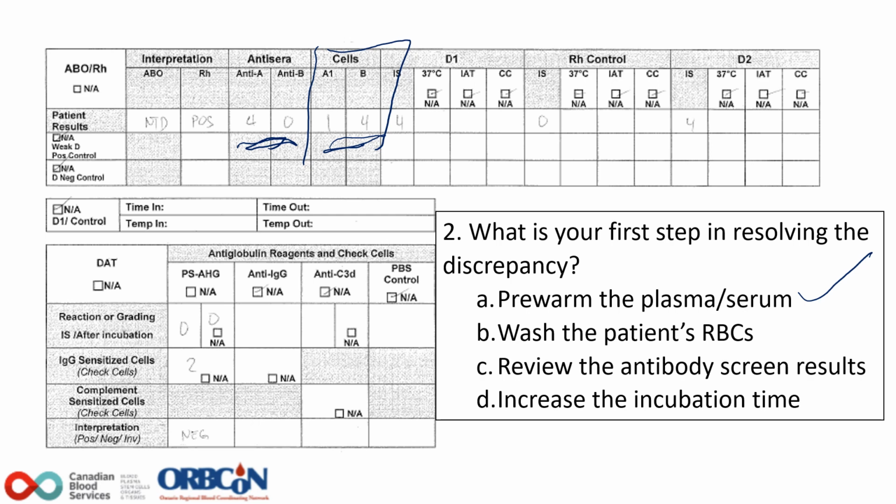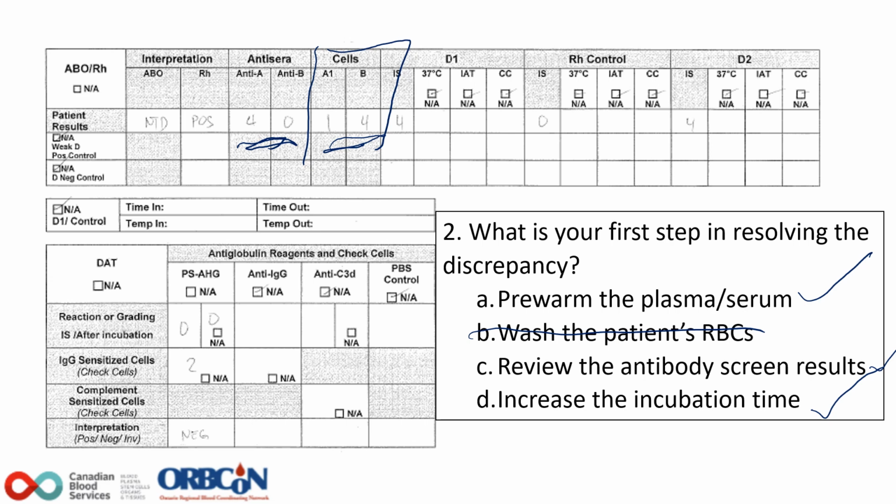Washing the patient's RBCs won't do anything because that's really the forward typing bit. Reviewing the antibody screen results, we can do that. And increase the incubation time, we can do that. So these three things are the three things that we can do for reverse typing. If we were to pre-warm the plasma or serum, the question becomes, is the shotgun approach really worth it? So if you pre-warm a sample, you're not sure what you're pre-warming. Remember, you can pre-warm away clinically significant antibodies.